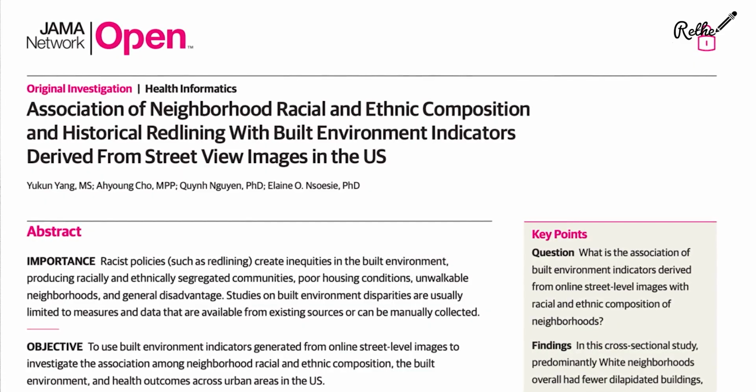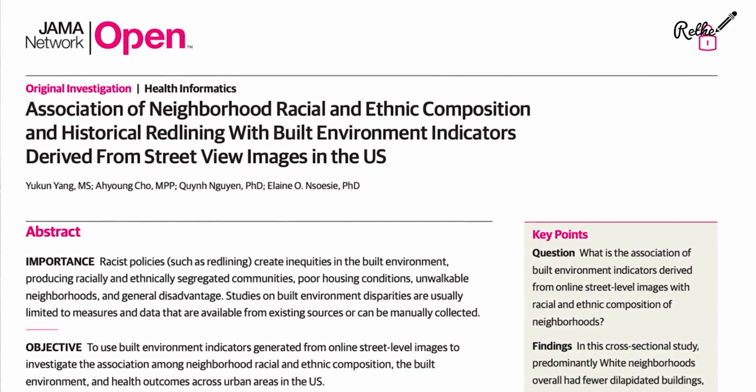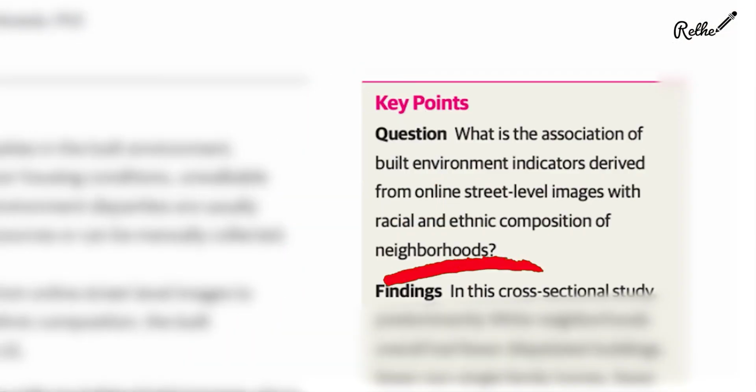These measures were extracted from images of neighborhoods, so we had to come up with a question. Our question was, what is the association of the built environment indicators derived from online street-level images with racial and ethnic composition of neighborhoods? It's a long question. Why is this a good question?